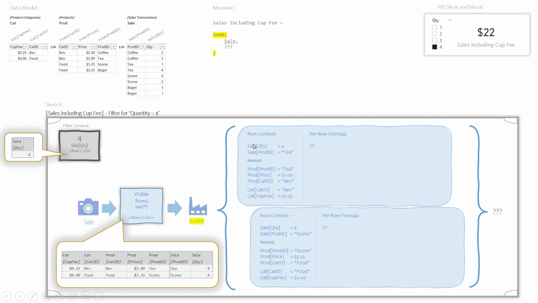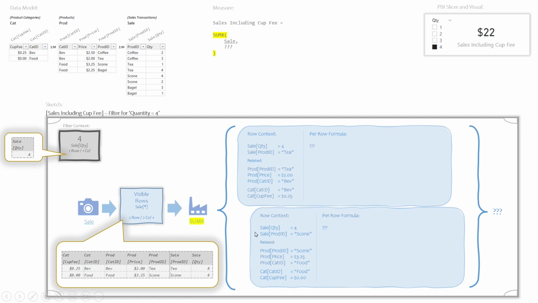What's meaningful here is that, in addition to the regular items in the row context, quantity equals 4 and product ID equals T, we also have these related values where the product ID equals T, the price equals $2, the category ID is beverage, and the cup fee is 25 cents. That is meaningful because, to jump ahead a little bit, we're going to be able to use the RELATED function in our per-row formula to access these secret current row values. Down here, we've got the row context for the second row.